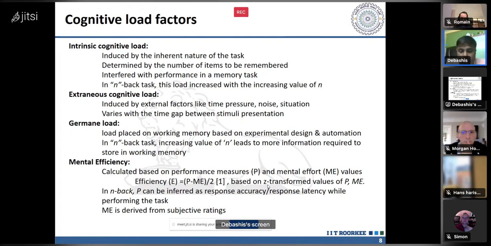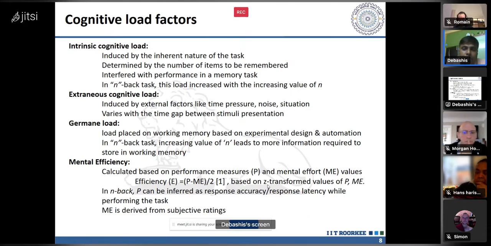Like in the N-back task, if you increase the value of N, like 1, 2 and 3, then the participant has to remember the letter N positions prior to the current one. In the 1-back task, the participant has to remember the one letter prior to the current letter. So for example, if it is A, B and A, then the A is coming after B. So there is one gap between the two A's. So that is one back. And that is two back, that is two gaps.